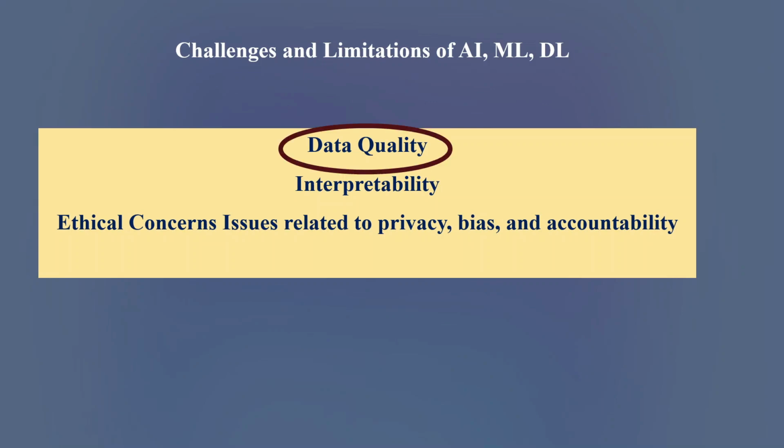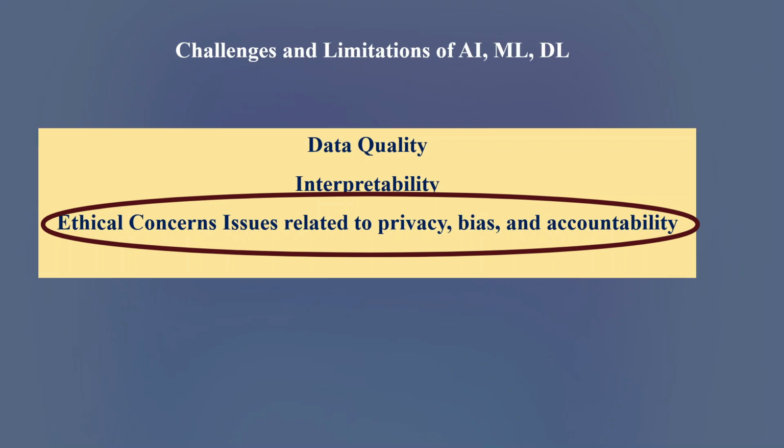Now let us discuss challenges and limitations of artificial intelligence, machine learning, and deep learning. Data quality: obtaining high quality, diverse and labeled data for training models is a significant challenge. Interpretability: artificial intelligence, machine learning, and deep learning models often lack transparency, making it challenging to understand their decision-making process. Ethical concerns: issues related to privacy, bias, and accountability arise due to the autonomous nature of artificial intelligence systems. Resource intensity: training and deploying AI, ML, and DL models require substantial computational resources and energy.